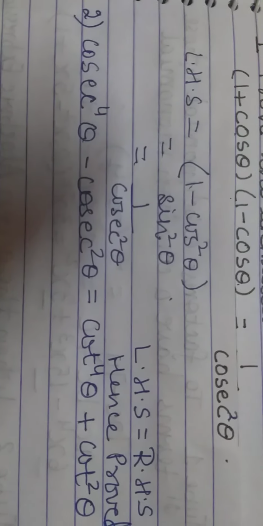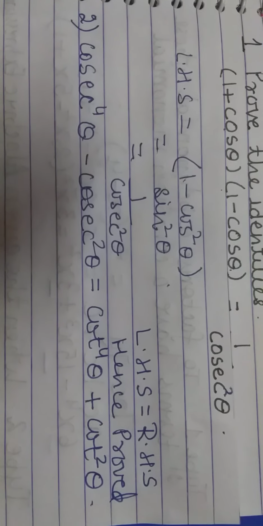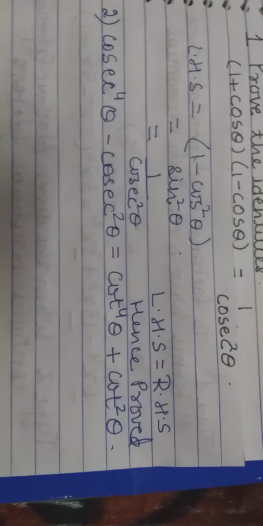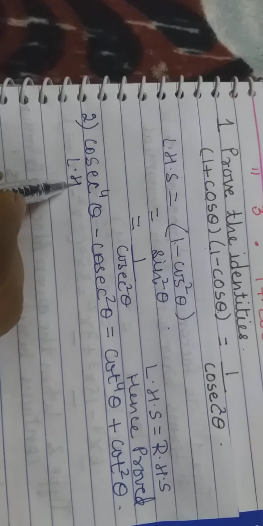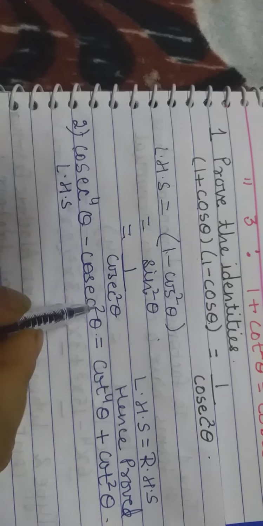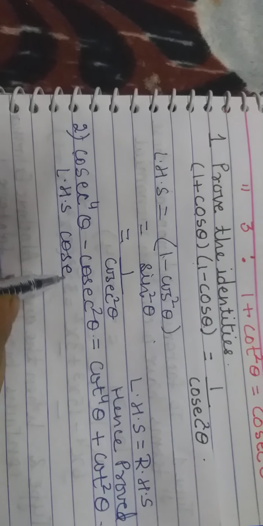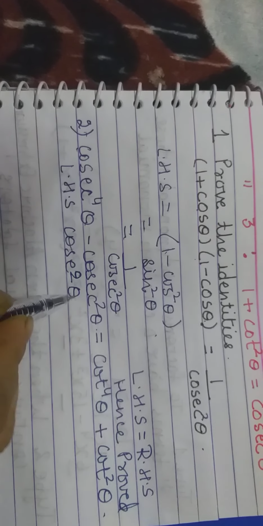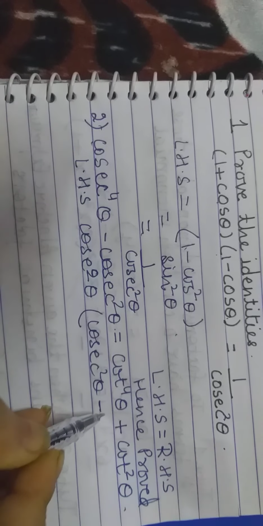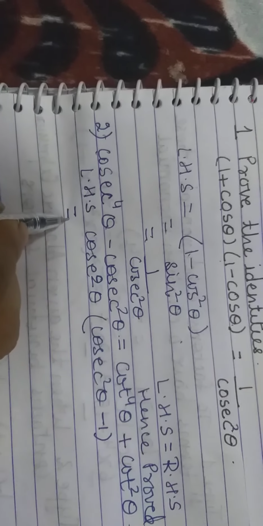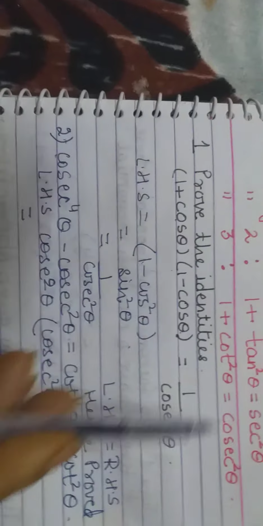Now, cosec 4 theta minus cosec square theta equals cot 4 theta plus cot square theta. How will I do it? Again I'll take the left hand side. You know what is common in both: cosec square theta is common in both. What will come inside? It will be cosec square theta minus 1. Now, what is cosec square theta minus 1? If I bring 1 this side, it will be cot square theta.